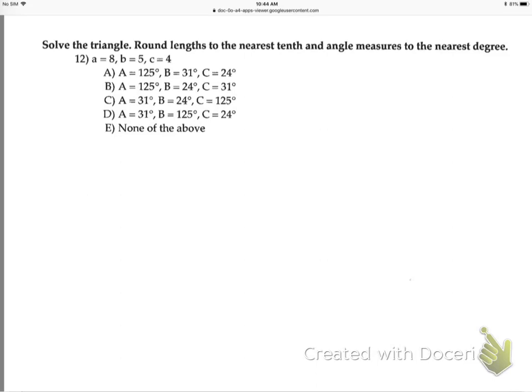So they're just giving me three sides. We have ABC, so across from A is 8, across from B is 5, across from C is 4. They want me to solve the triangle, which means find the other angles. Yeah, they want all three angles. How do I do that? I don't have any angles at all.